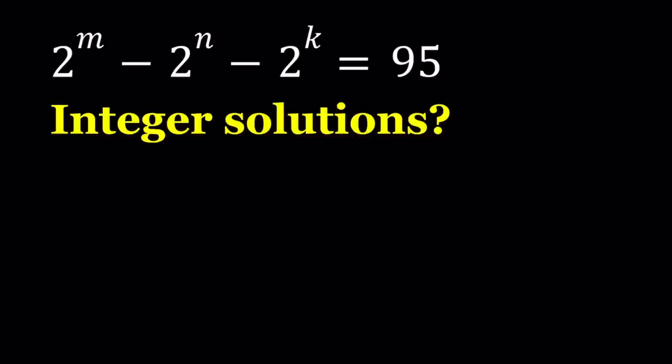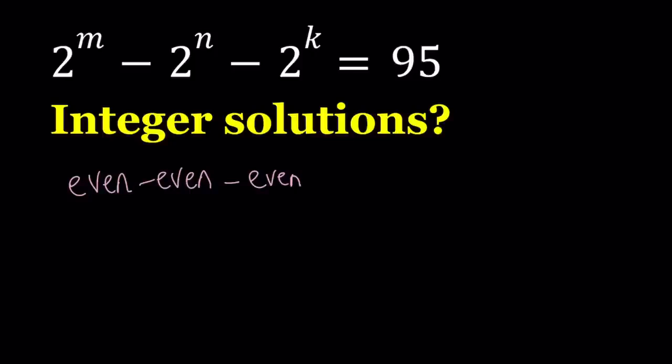We have 2 to the power m minus 2 to the power n minus 2 to the power k equals 95. m, n, and k are integers. So let's take a look at it from a parity perspective, which means the evenness and oddness perspective. Powers of 2 are pretty much even numbers. So when we have even minus even, that is even. You can easily prove that. And if you subtract another even number from it, the answer is going to be even again. No matter how many evens you subtract, you're always going to get an even answer.